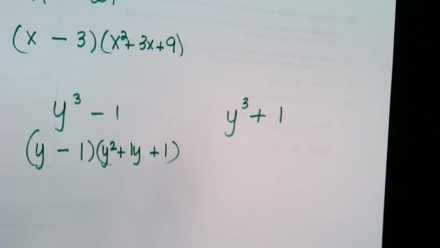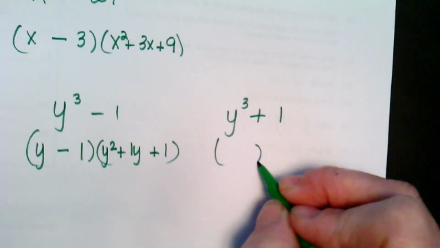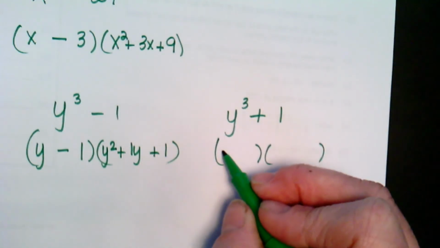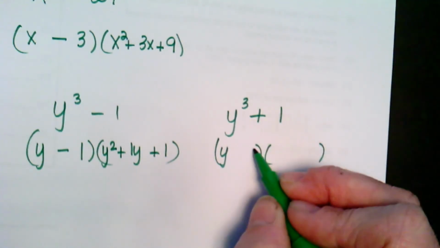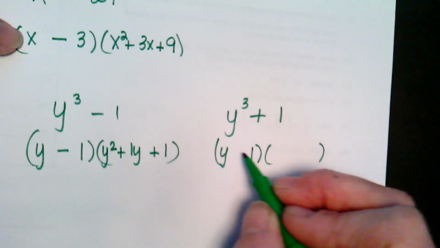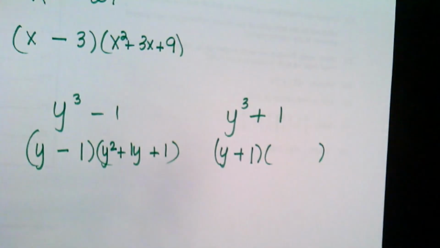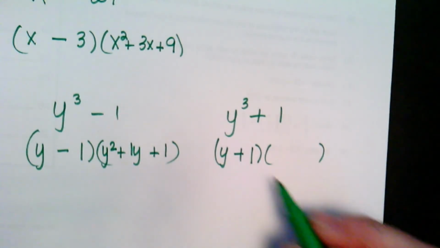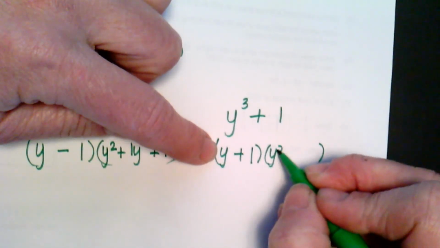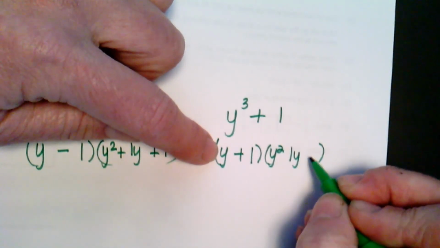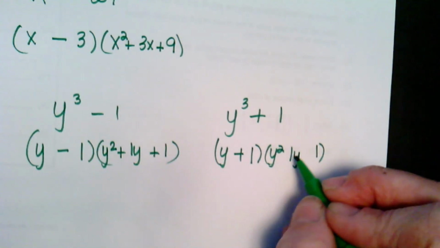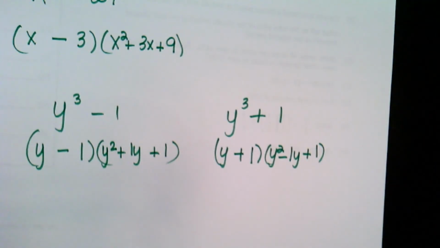We can change it to a plus. Cube root of y, cube root of 1. This time the plus goes in the middle of the first one. Square, multiply, and then it's a minus and a plus. Alright, if you have any questions, let me know.